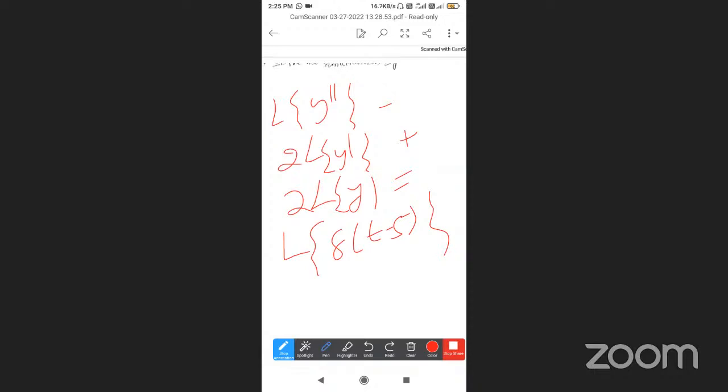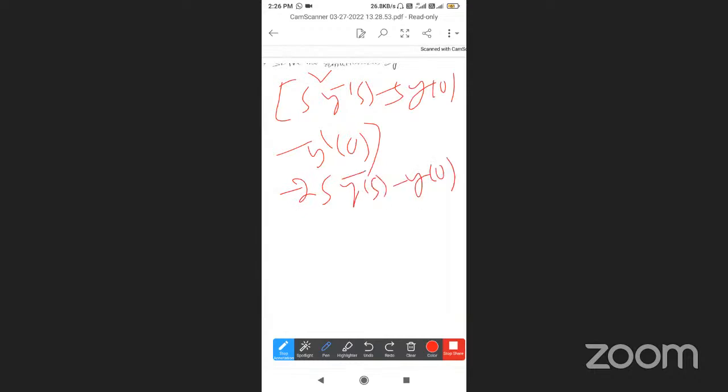So this is the second question. The right side is given by the formula e power of minus 5s, for delta of t minus 5, e power of minus 5s. This is the delta function. So e power of minus 5s. We have to do the simplification next.